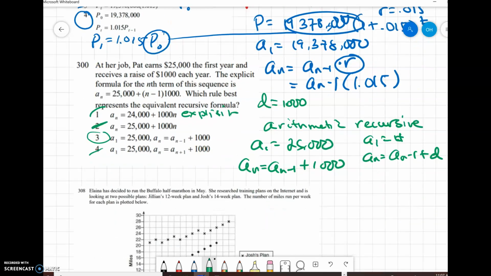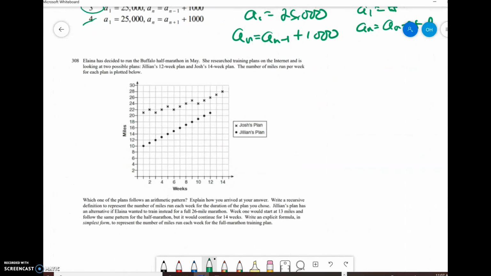Okay, all right. Last one for this recording. We have Elena, who's going to run a half marathon in May. She researched training plans on the internet, and she's looking at 2 possible plans, Jillian's plan and Josh's 14-week plan. So they plotted out over the weeks the total number of miles they would have to run. So week 1, week 2, okay? So which of the following plans follows an arithmetic pattern?